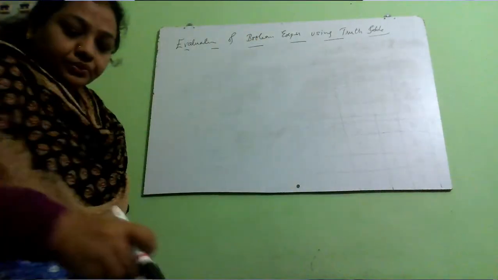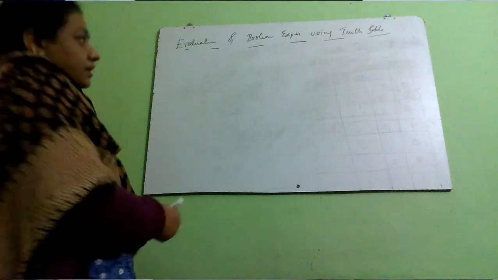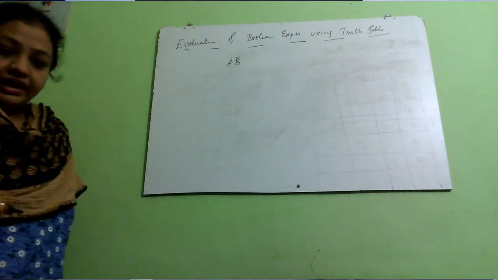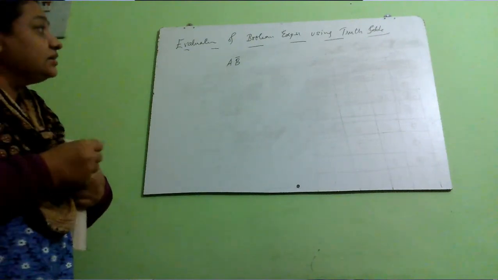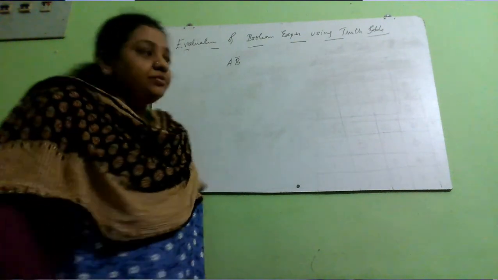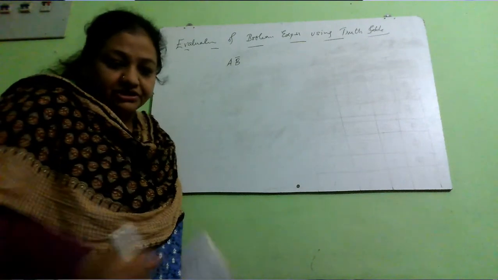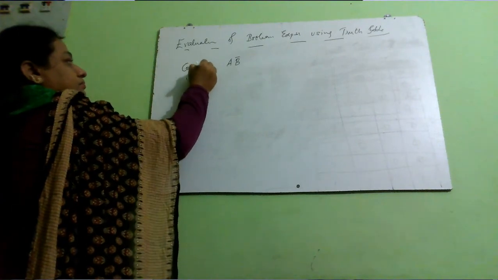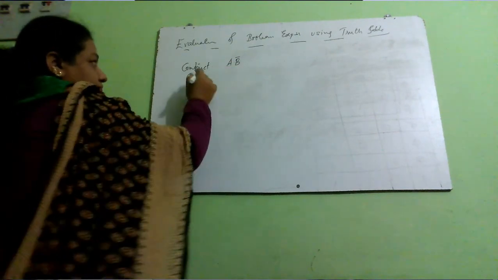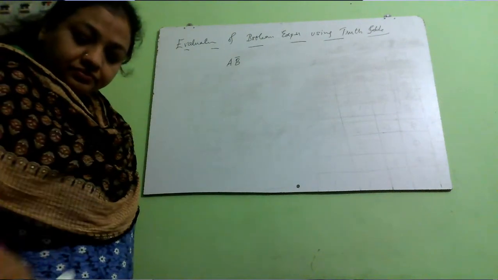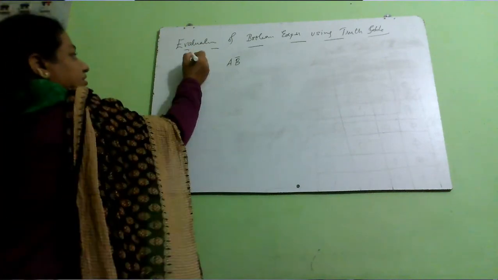Here we have 2 ones, so the output is 1. Here we have 1, so the output is 1. Again, here we have 1 and 1, so the output is 1. Here again there is 1, so the output is 1. Here all the inputs are 1, and the output is 1. So this is the truth table for the OR gate. When all the inputs are 0, the output is 0. If any one of the inputs is 1, the output is 1.